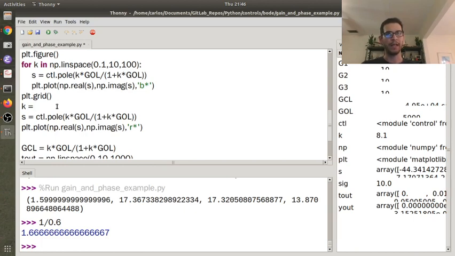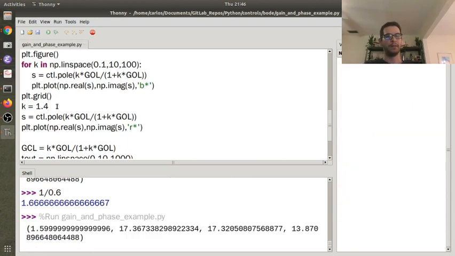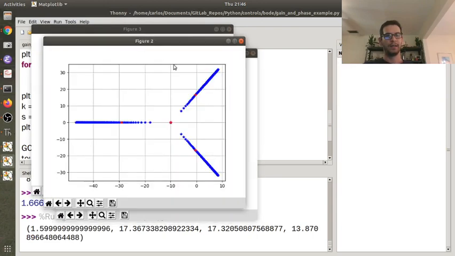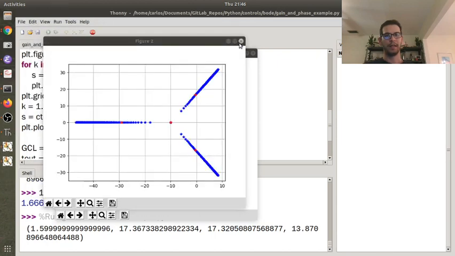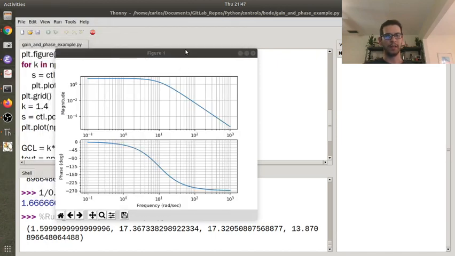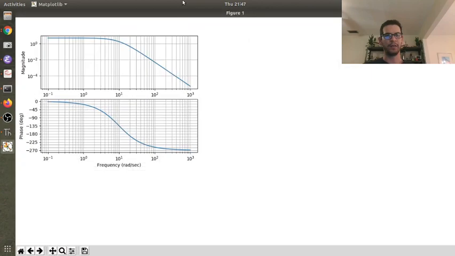If we make K, what do we want to make K? 1.4 now, right? And we hit this guy. Now we are stable, barely. And there you go, we've attenuated, okay? Now let's look at this phase margin thing here, okay? Let's not look at those numbers. Let's see if we can grab it ourselves, okay?